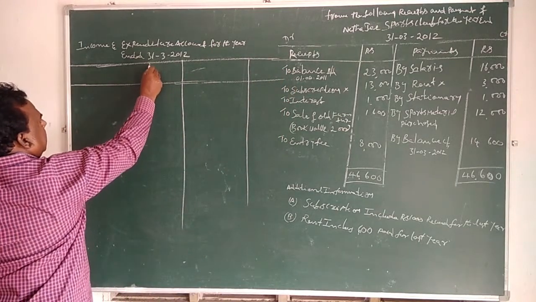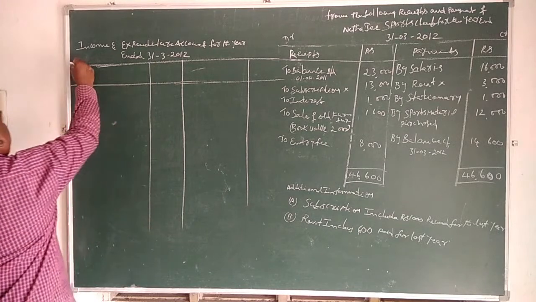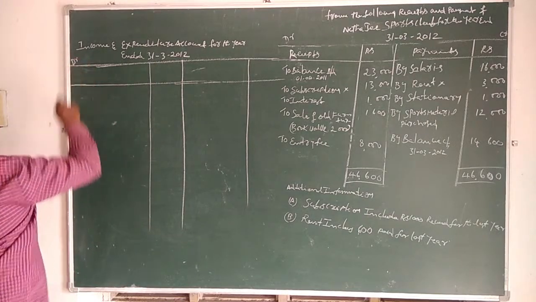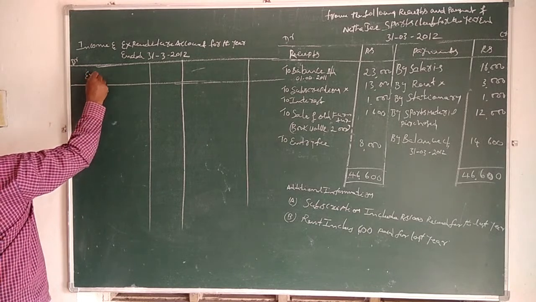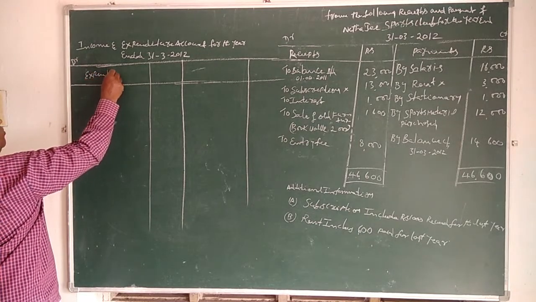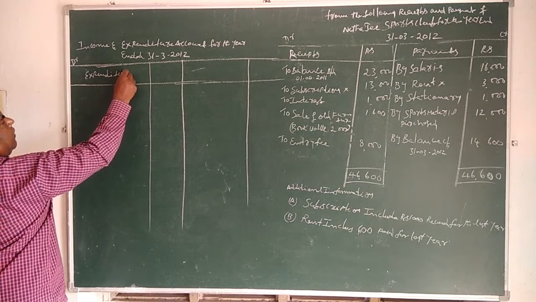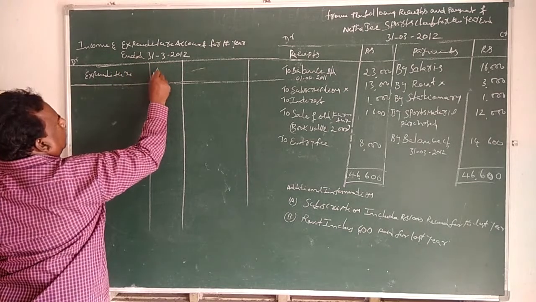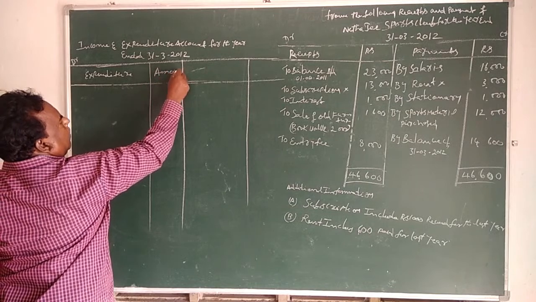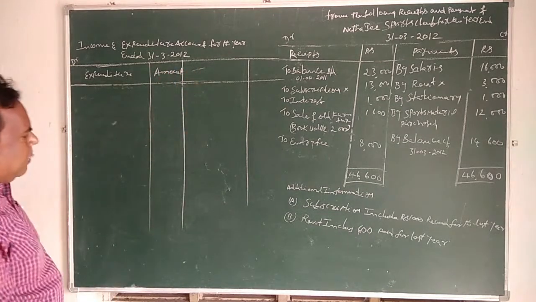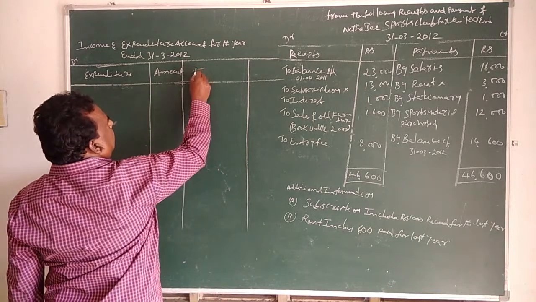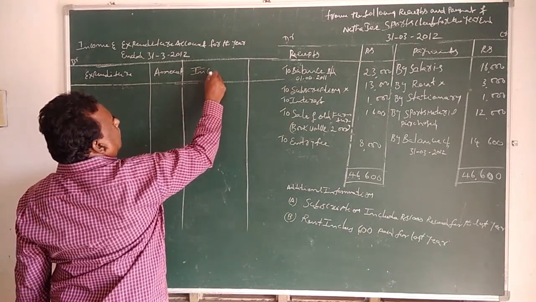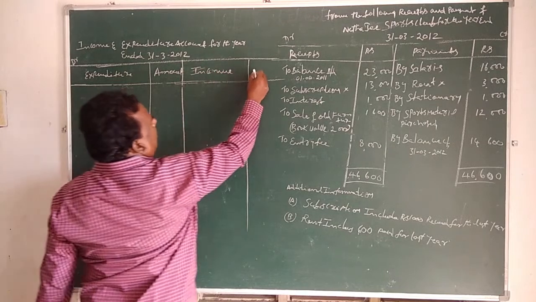Credit side, debit side, expenditure amount. Similarly, credit side, income amount.